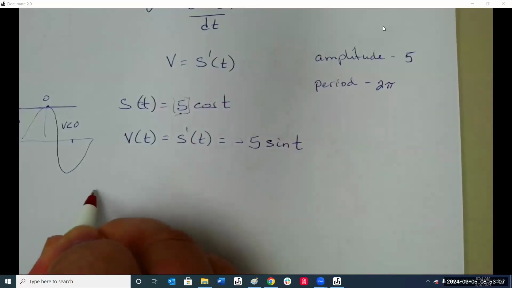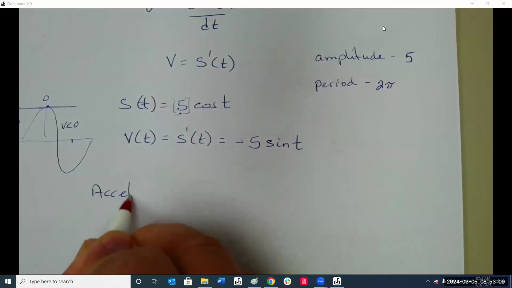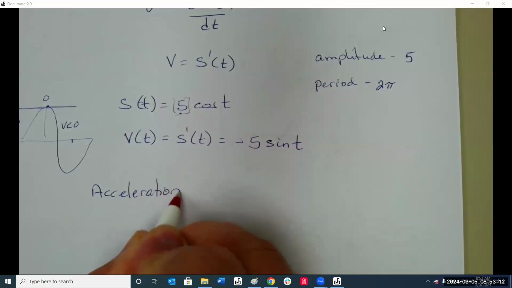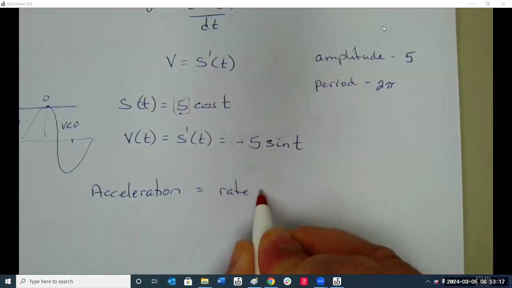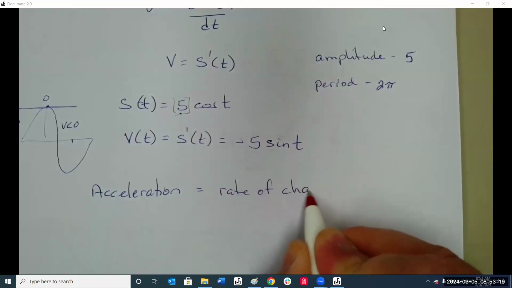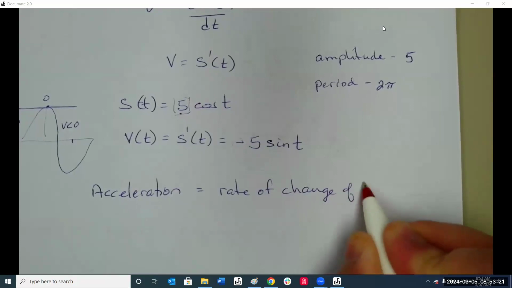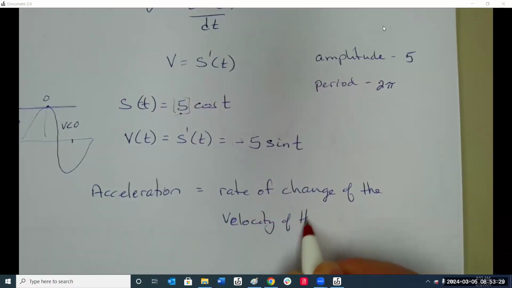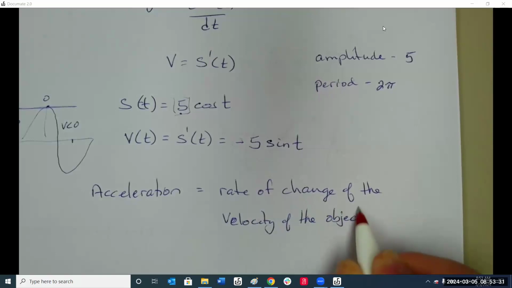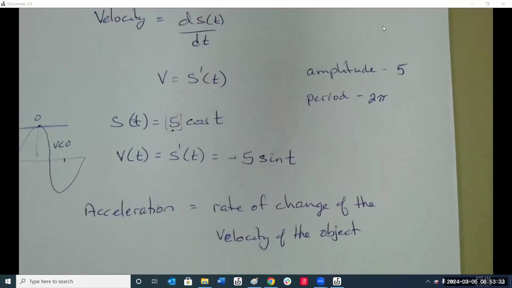What is the acceleration? Acceleration is the rate of change of the velocity of the object. So velocity is the rate of change of the position. Acceleration is the rate of change of velocity.